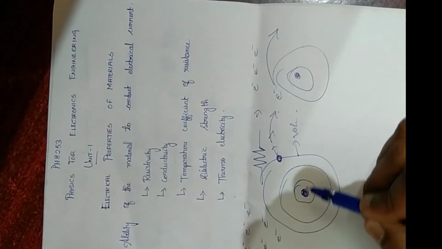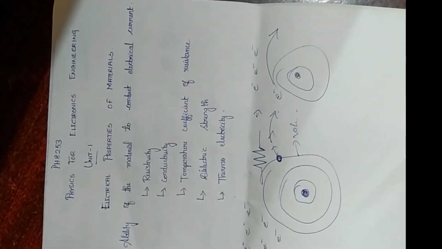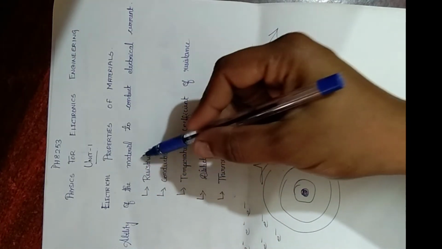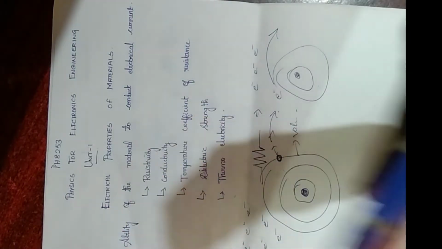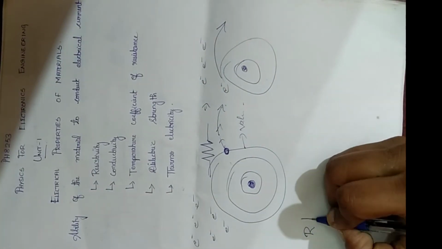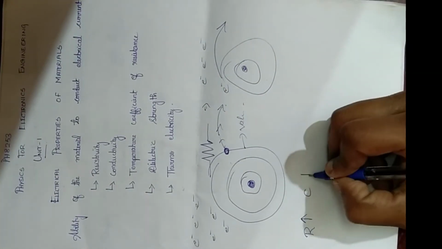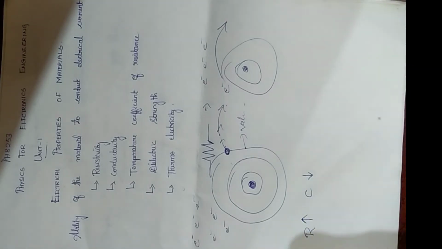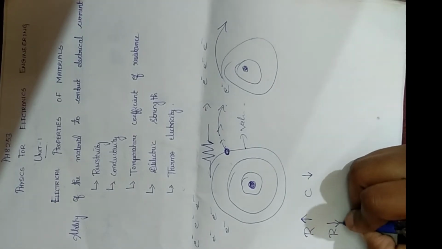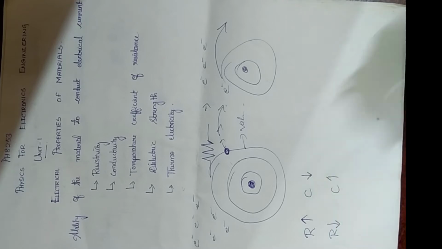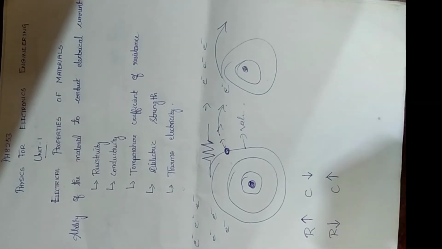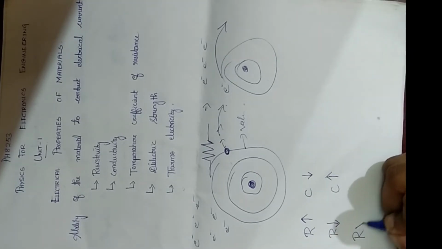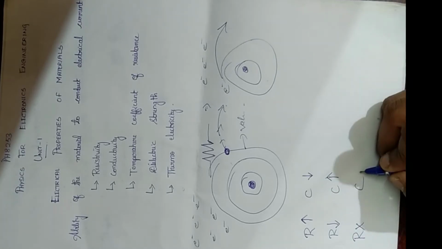Now, conductivity and resistivity, we could say they are related to each other. If the resistivity increases, then the conductivity decreases. If the resistivity decreases, the conductivity increases. So if you think there is no resistance, then surely there will be a free conduction path.